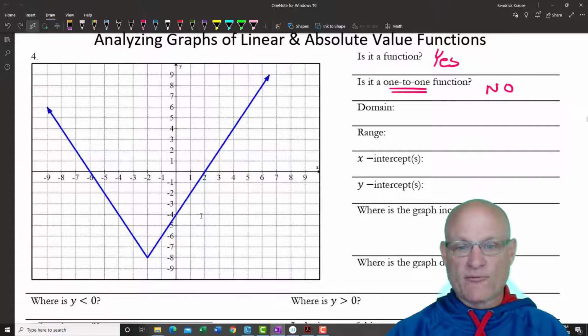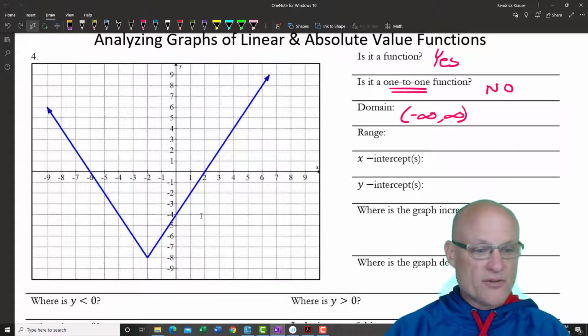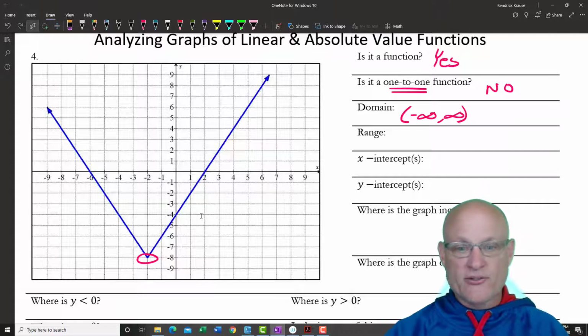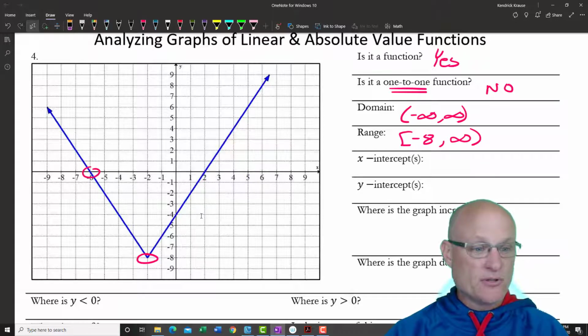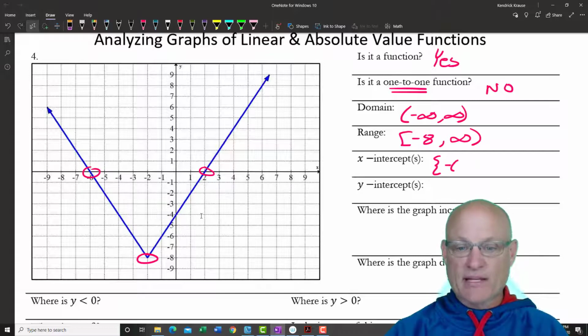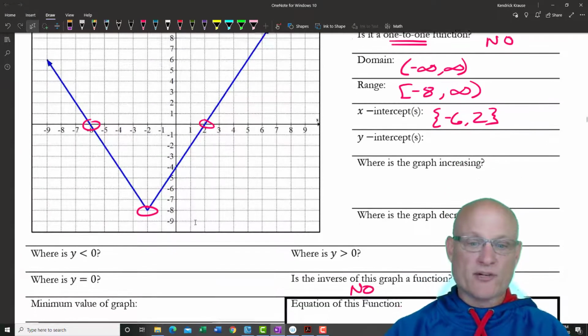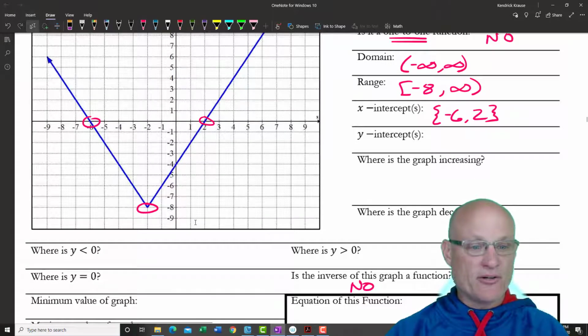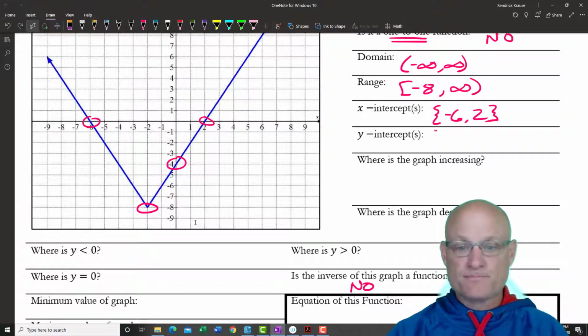Domain: it's going forever and ever left and forever and ever right. The lowest number is down here at -8, so it goes from -8 up to positive infinity. What are the x-intercepts? -6 and 2. Anytime I list out numbers, I list them out in curly braces. What's the y-intercept? The y-intercept is down here at -4. One value.